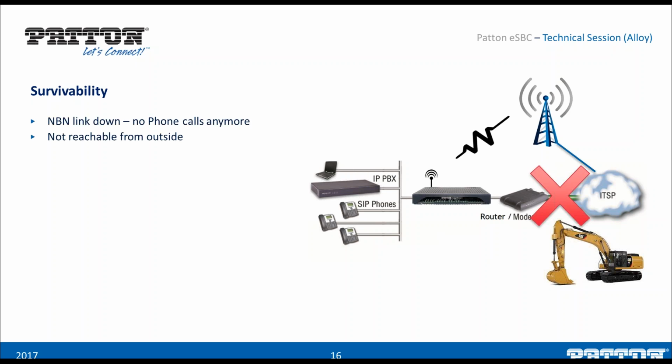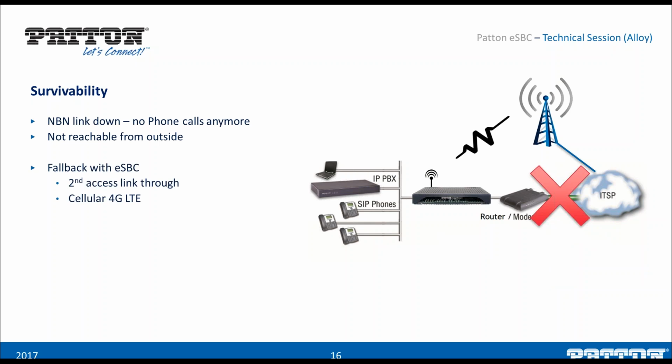So if you're not reachable from outside, you can fall back with an eSBC. We have this functionality available on the device where you can connect any 3G or 4G or LTE dongle to the device, and it can provide a fallback path for your traffic. It would be responsible for the call routing. You can define hunt groups. You can use SIP options to decide the alternate route, or you can even use rules and actions. I'll explain in the next slide what it's all about.